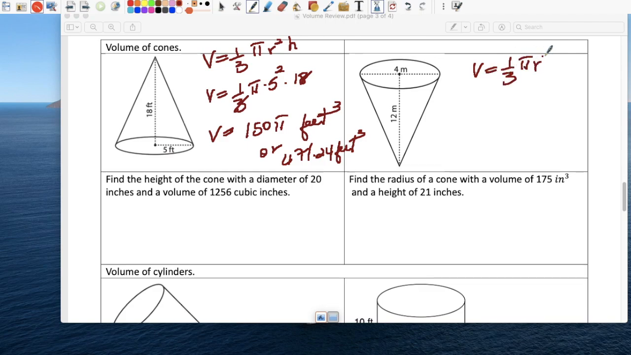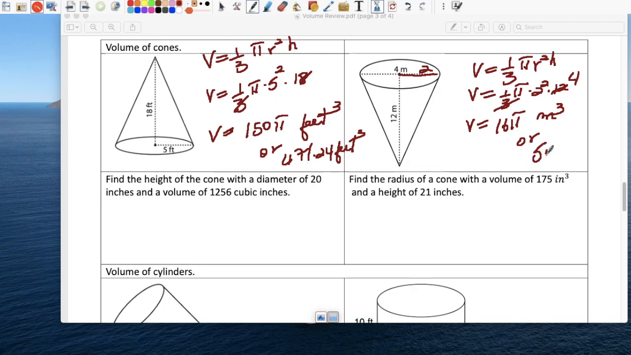1/3 pi r squared h, volume equals 1/3 pi. The radius, please be careful, is 2. So it's 2 to the second power times the height, which is 12. Okay, so we can actually simplify the 3 and the 12, which makes it 4. So 2 squared is 4 times 4 is 16. So I can leave it in terms of pi and say 16 pi meters cubed, or 50.27 rounded meters cubed. Okay.